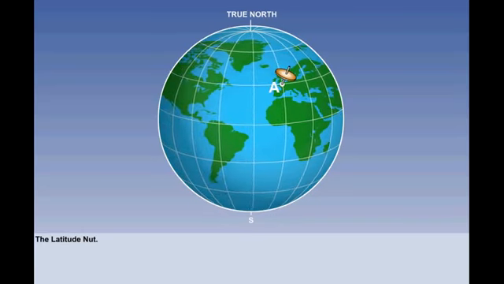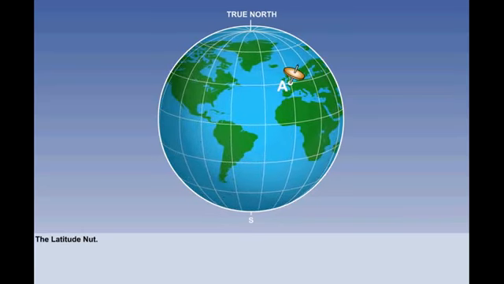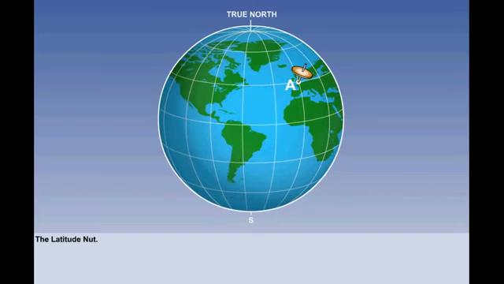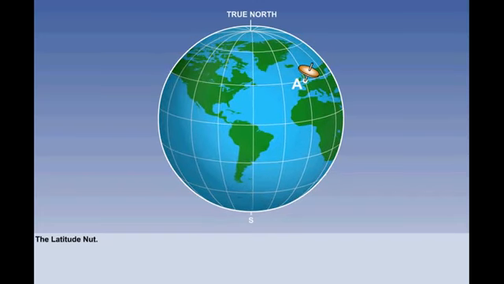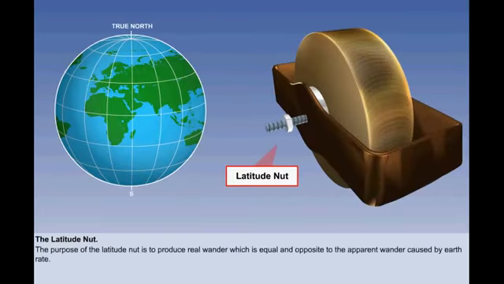The magnitude of the apparent wander will depend on the latitude, and it is possible to calculate the magnitude. The purpose of the latitude nut is therefore to deliberately introduce an out-of-balance mass to cause real wander in the gyro, which will be equal and opposite to the apparent wander caused by Earth rate at a specific latitude. In other words, the latitude nut will produce an opposite error to that caused by the Earth's rotation.